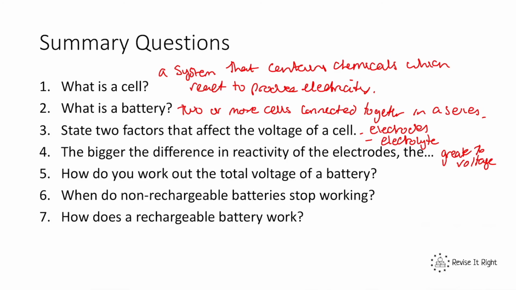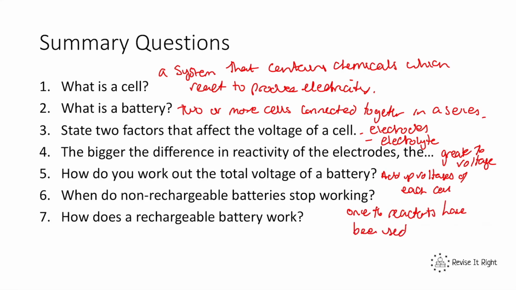For 5, how do you work out the total voltage of a battery? So all you have to do really is add up the voltages of each cell. So if you have 3 cells, all 2 volts, connect them together in a battery, 2 plus 2 plus 2 is 6 volts. When do non-rechargeable batteries stop working? Once the reactants have been used up. So once the reactants have been used up, the battery stops working.